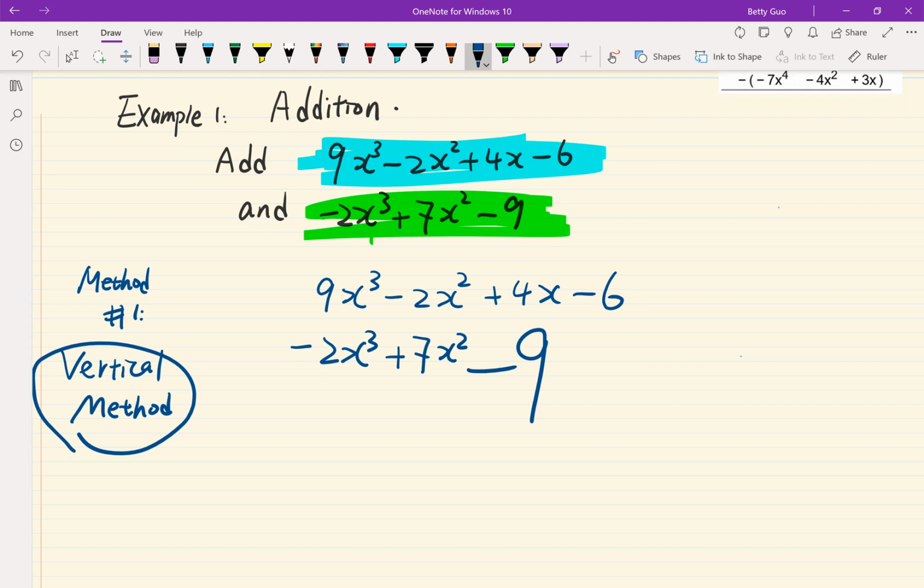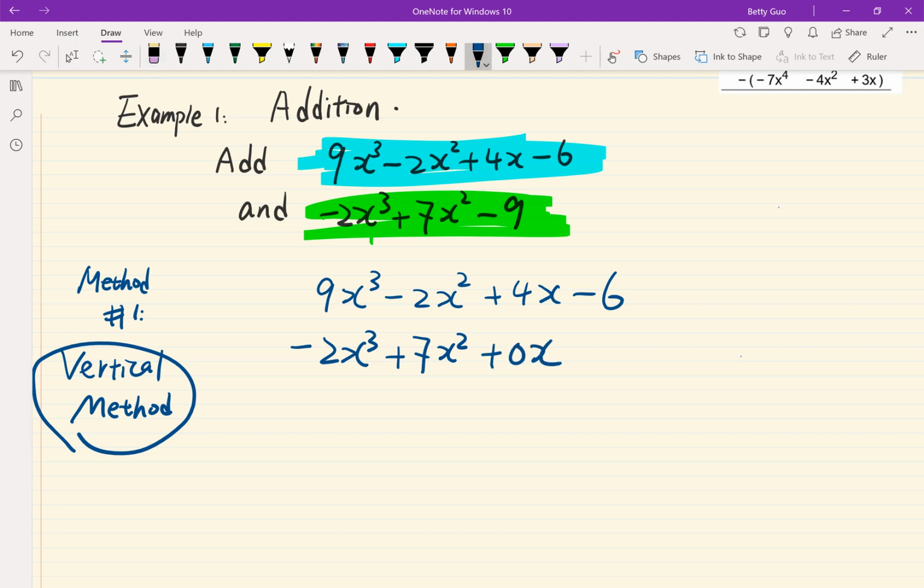Negative 9. Could I write negative 9 here? No. Look at the green polynomial. What's the degree of the green? 3. So the standard form is supposed to have 3 plus 1, 4 terms, right? Is the green in standard form already? No, not yet, right? So which term is missing?